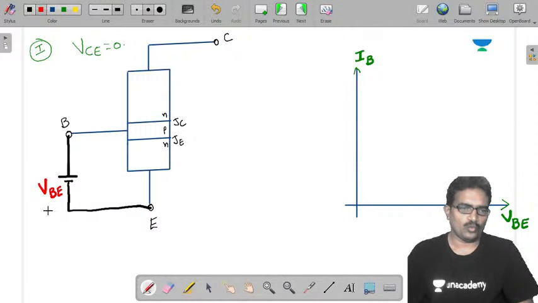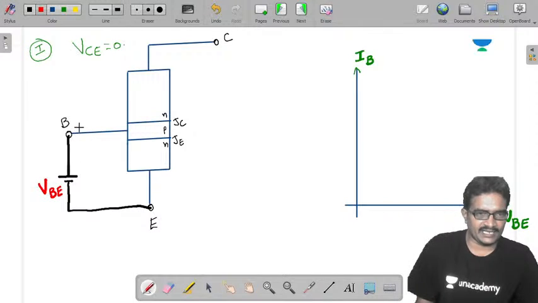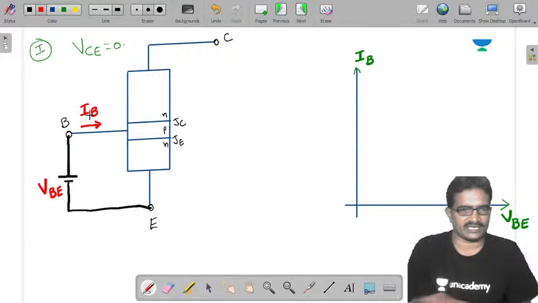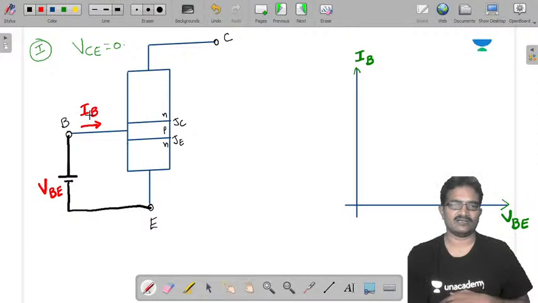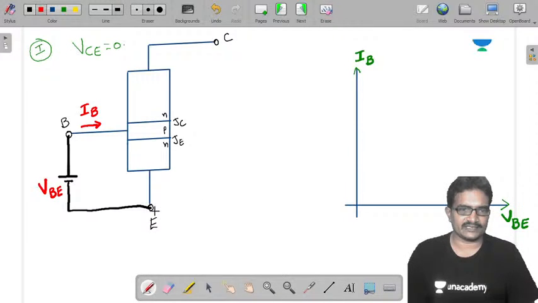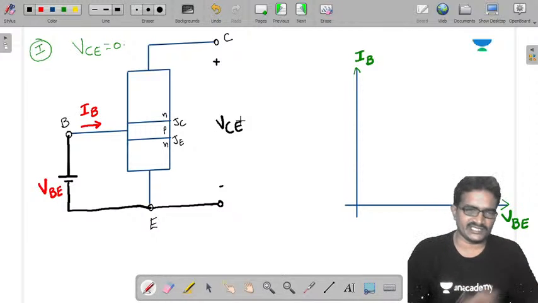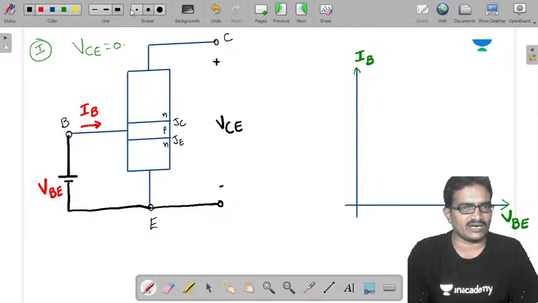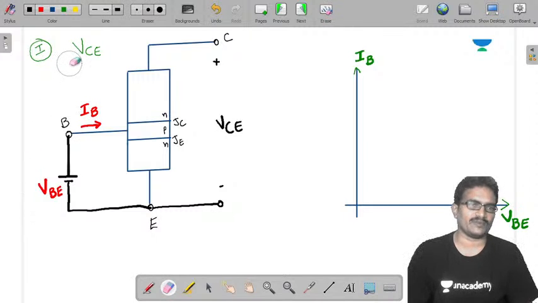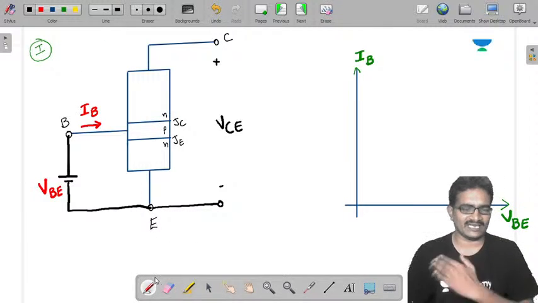Once VBE is varying, the current IB entering into this also varies. More forward voltage, more forward current we get, because that is similar to a PN junction. Now I am going to the output side. At the output side, this is your output voltage VCE. Now, for better understanding, first I am going to open circuit the output, and next we take VCE 0.